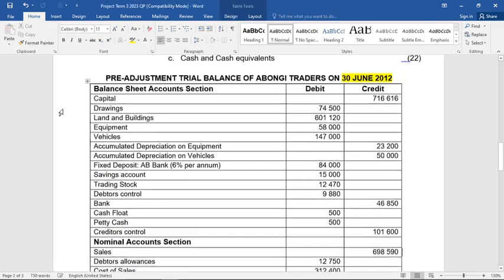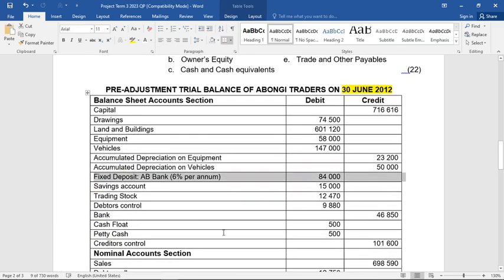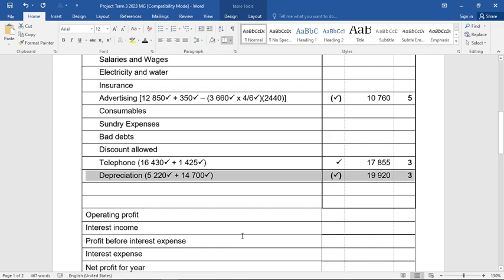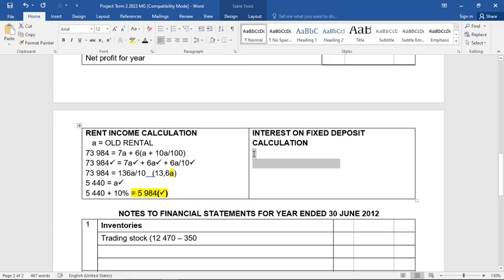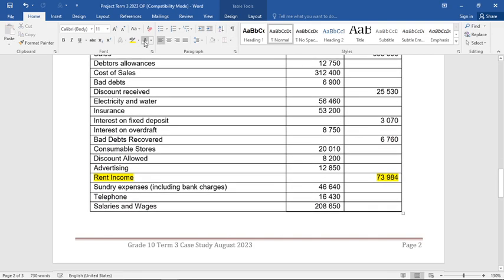If we look at the fixed deposit figure in our list of figures, it says it's 84,000 at 6% interest. So if we take 84,000 times 6%, we would get a figure of 5,040. That would be the interest income we should get on our fixed deposit this year. However, if we look for our interest on fixed deposit in our list of figures, we've already got 3,070 Rand interest on fixed deposit shown in our books.